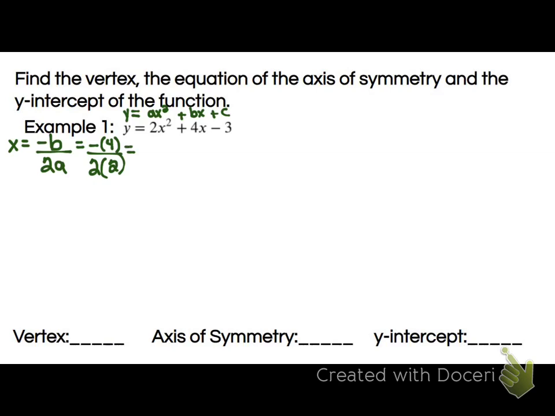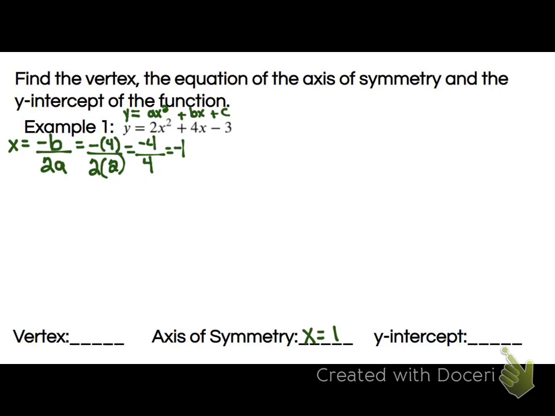What's negative times 4? Negative 4. Okay, and what's 2 times 2? 4. And then divide it out, which equals? Negative 1. Okay, so right there we just found our axis of symmetry. So what does my axis of symmetry equal? Negative 1. How do I write it? X equals negative 1.